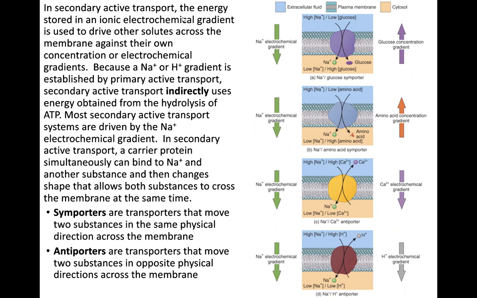In secondary active transport, the energy stored in an ionic electrochemical gradient is used to drive solutes across the membrane against their concentration or electrochemical gradients. Because a sodium or a hydrogen gradient is established by primary active transport, secondary active transport indirectly uses energy obtained from the hydrolysis of ATP. Most secondary active transport systems are driven by sodium electrochemical gradient.